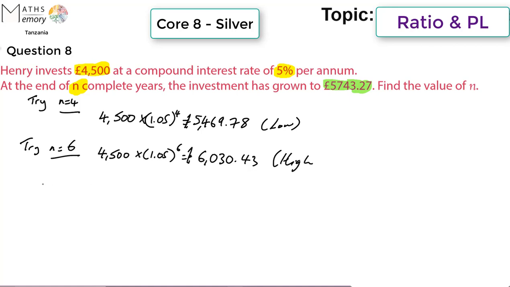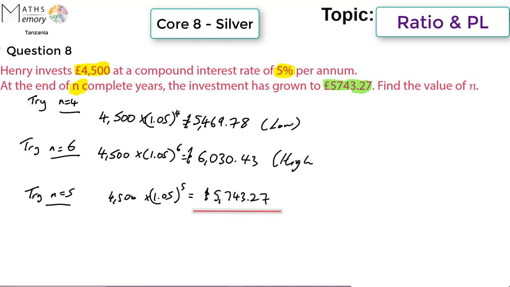So let's try the number right in the middle. Let's try n equals 5 in this case. So 4,500 times 1.05 to the power of 5. And if we do this, we're going to get the exact number over here, and that's what they want, the exact number. So it's more or less trial and error. You've got to try to figure out the best way to get this number. And it's not that difficult really if you understand what to do.